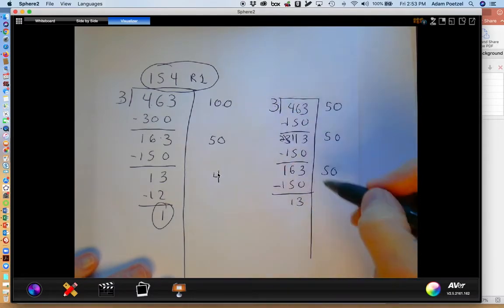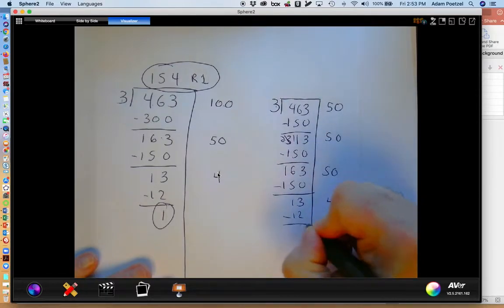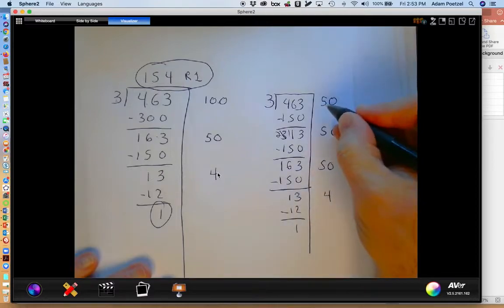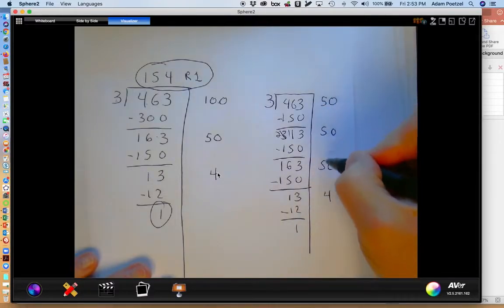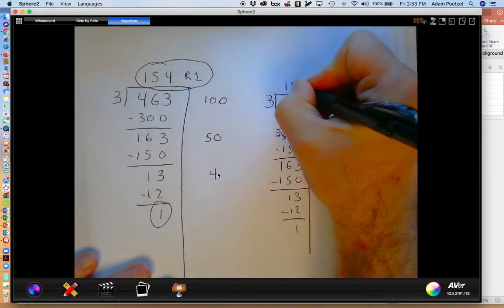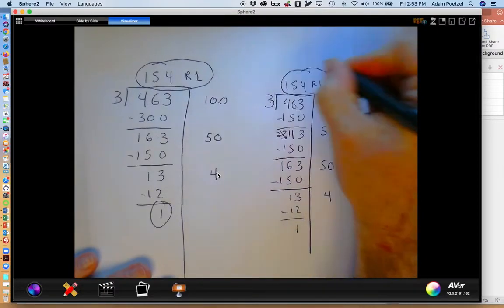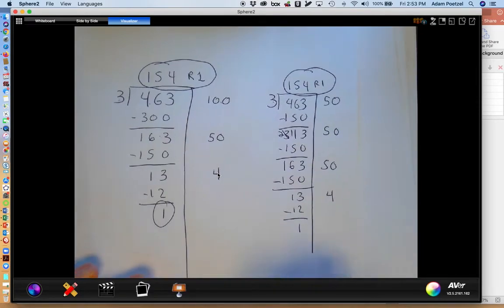How many groups of 3 can I put in that for sure? Well, 4. And okay, we see at the end I'm down to, again, 1. I don't have enough to make a group. So again, I look over here, and I just used 50, 100, 150, 154 groups of 3 with 1 left over. Same answer, just a little different way to get it. There are many right ways to do it.